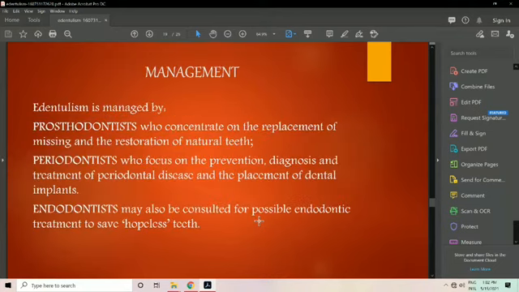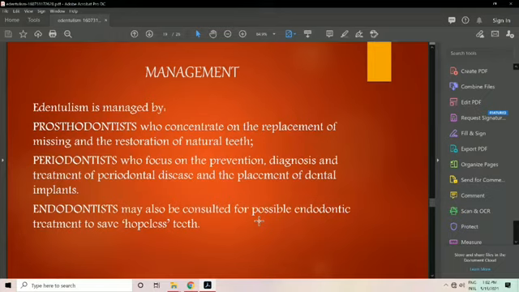Then we will come to the last point of this presentation. I will go in brief over the management. Different treatments are available to replace partially and completely edentulous patients. The branch which deals with the replacement of the natural dentition is managed by the prosthodontist, who concentrates on the replacement of the missing teeth and the restoration of the natural teeth.